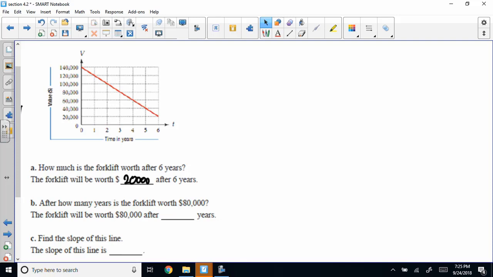After how many years is the forklift worth $80,000? Well, that's an output, right? So go over here, go to 80,000, hit it there, come down, and that's 3.